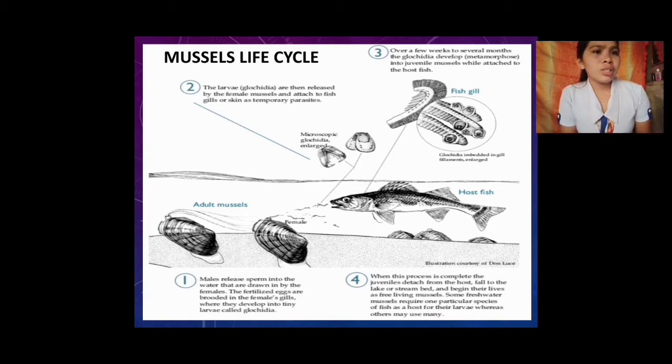Over a few weeks to several months, the glochidia metamorphose into juvenile mussels while attached to the host fish.